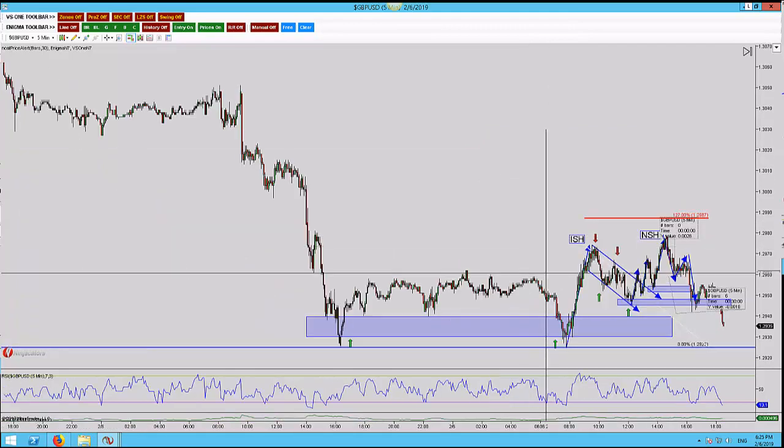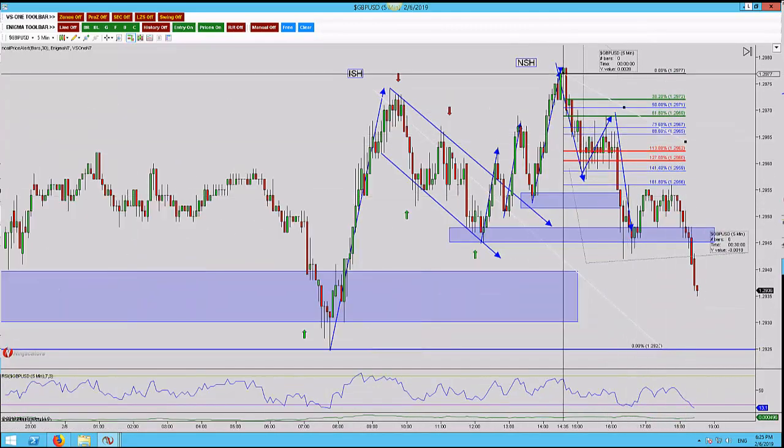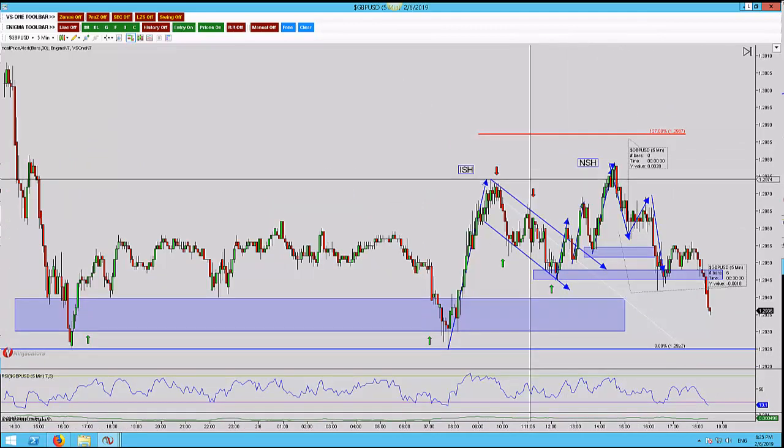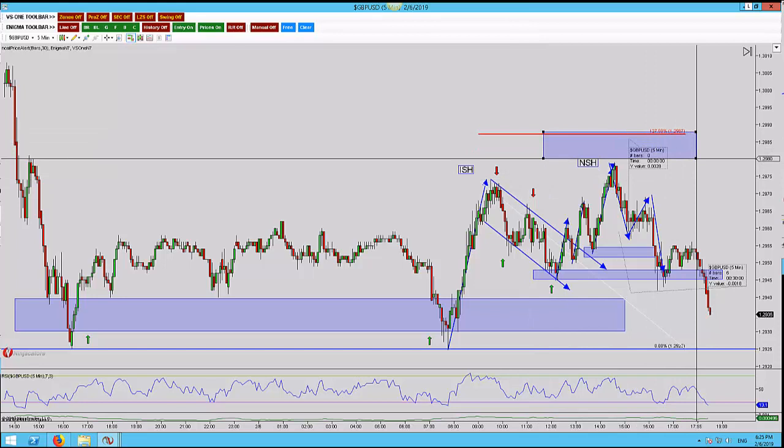So 26.18 double bottom, flag using the breakout, got the breakout. It's very rare these patterns fail to hit the 127, but as you can see, clearly failed to hit it. So out of that one for minus 18 pips.